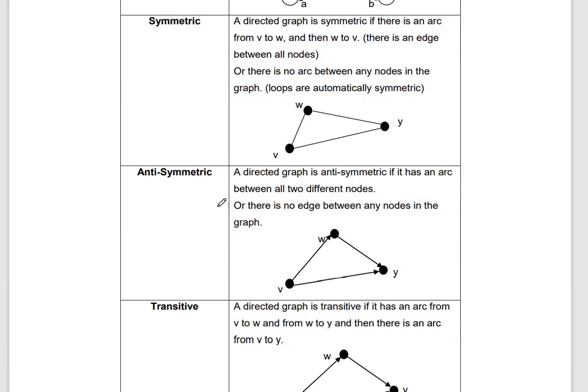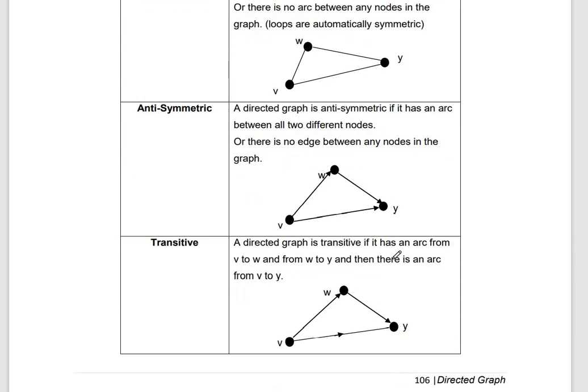Okay. Next one is antisymmetry. A directed graph is antisymmetric if it has an arc between all two different nodes. Dia kena ada arc. Dia opposite to the symmetry. So, between these all nodes ni, dia kena ada semua arc. Dia tak boleh ada satu pun edge. Okay, there is no edge between any nodes in the graph. Tak boleh ada edge. Kalau ada edge, dia tak jadi antisymmetry.